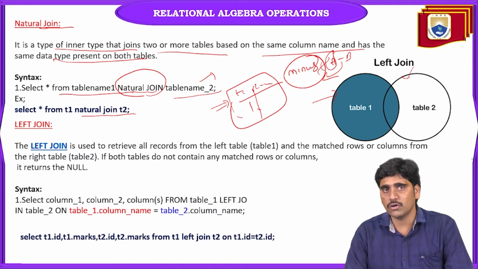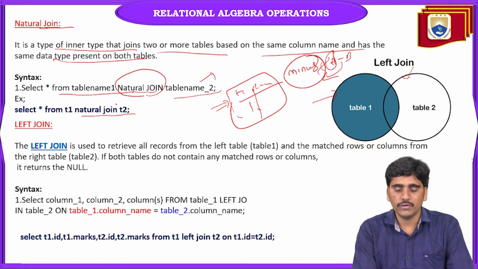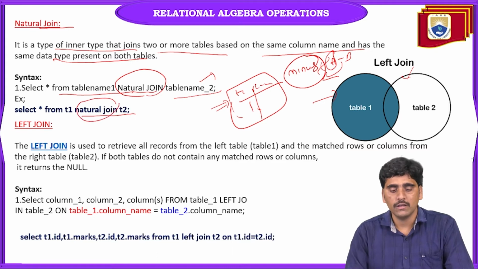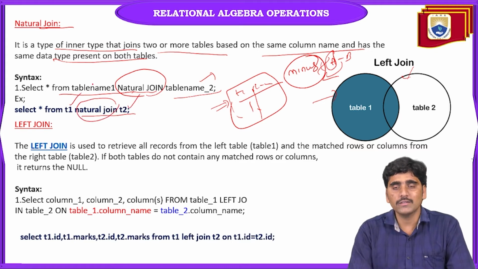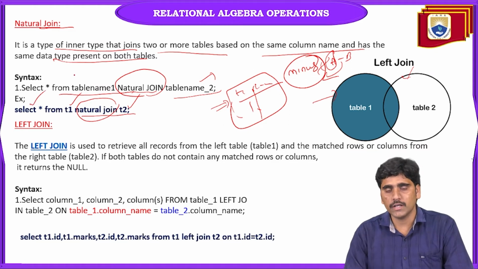But in the inner join, we specify the condition on what basis we are going to display the values. Here we just mention the type of join, the tables you are going to join, and the selection statement. So that is about natural join.